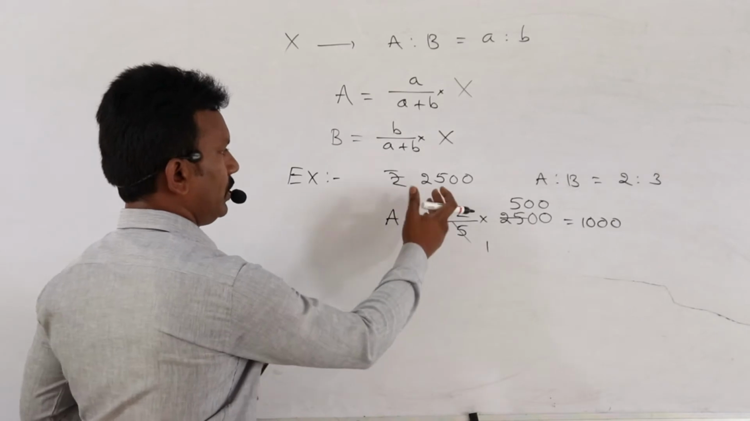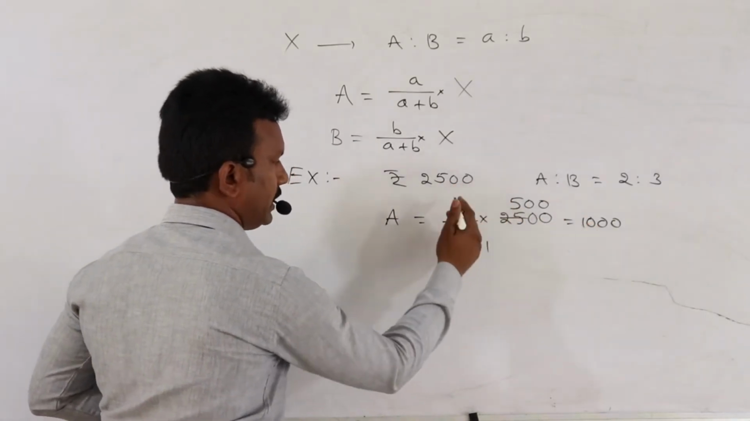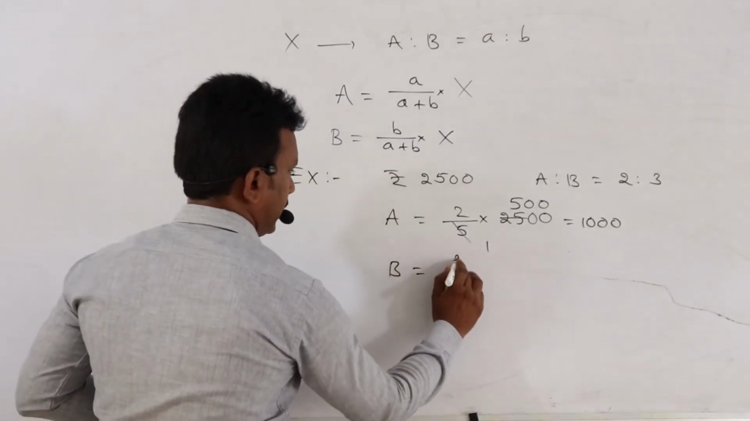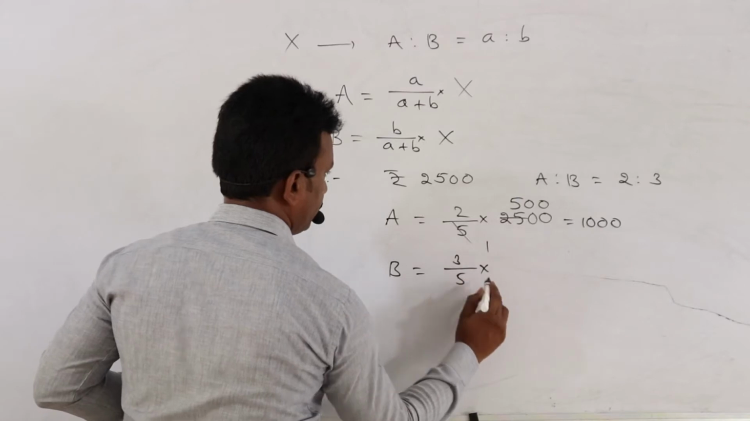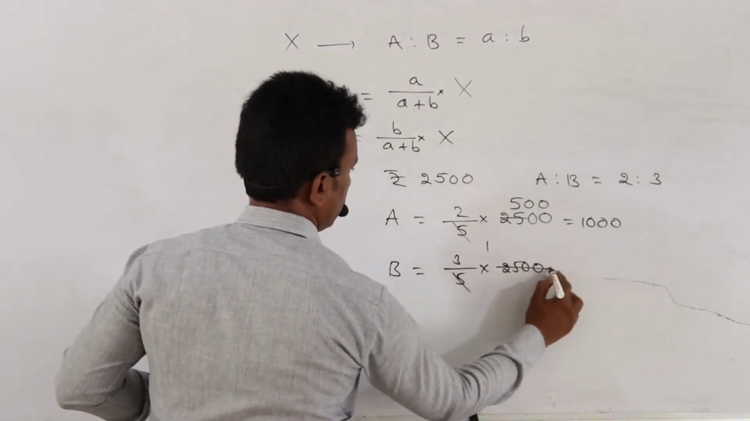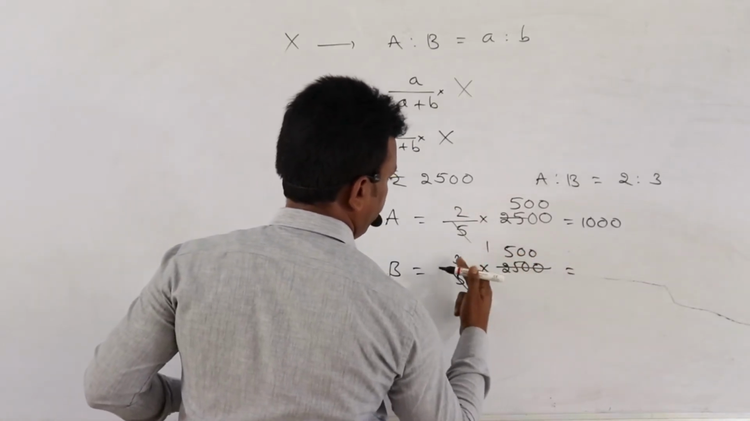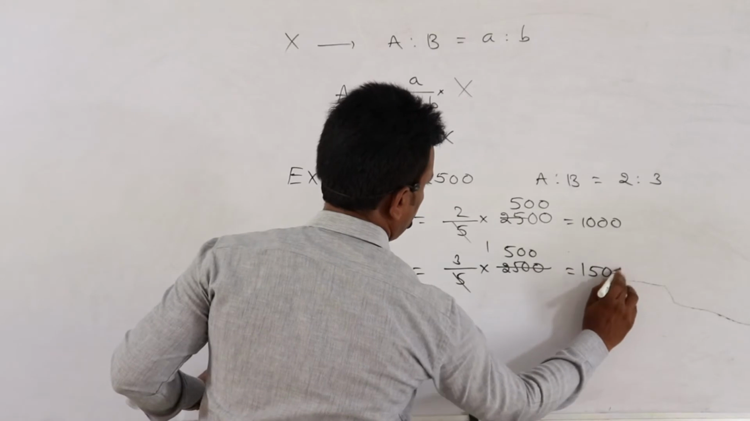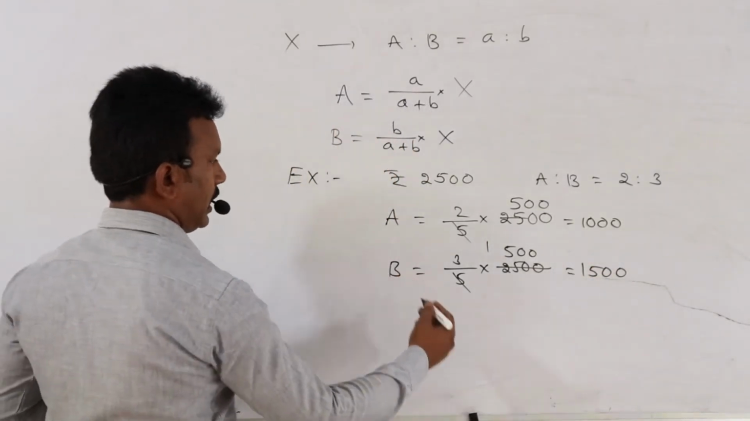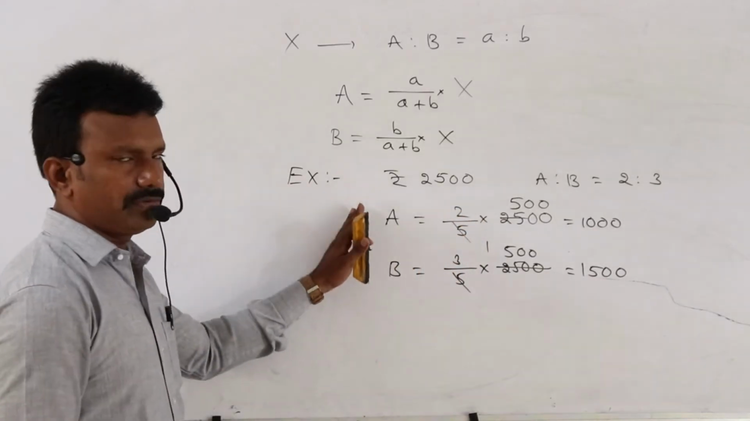The remaining amount, the difference between 2500 and 1000, is what B gets. That is 3 by 5 into 2500, that equals 500 into 3, 5 3s 15, 1500. The total is 2500. So this is one type of solution.